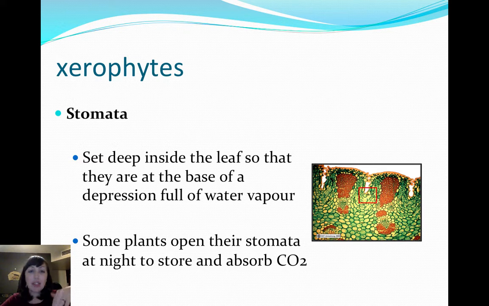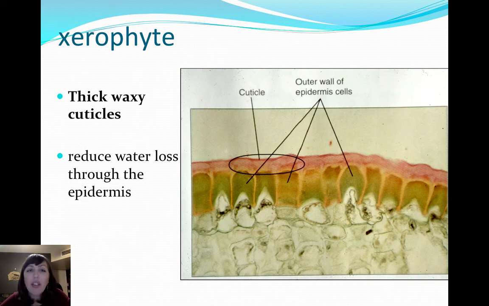So they're set deep inside so that they're at the base of a depression that's full of water vapor. And some plants will open their stomata at night to store and absorb CO2, which is also a really interesting xerophyte adaptation. Okay, they have thick, waxy cuticles, and this reduces water loss through the epidermis. So you can see in a regular plant, the leaves' cuticles are not going to be that thick.